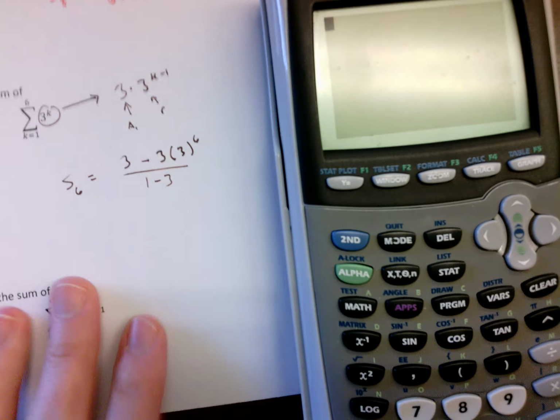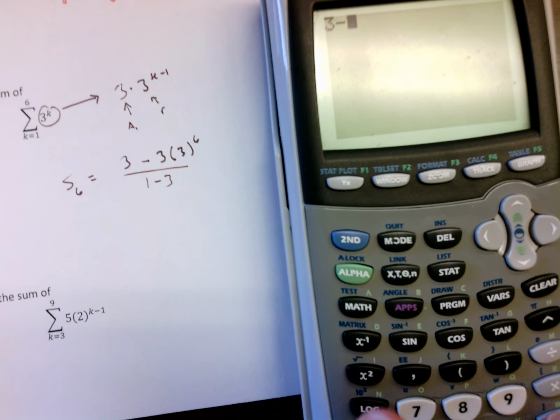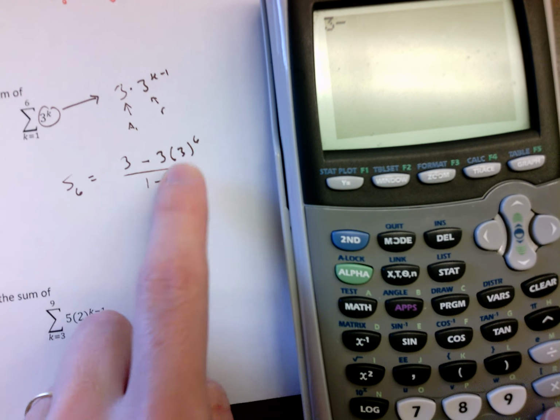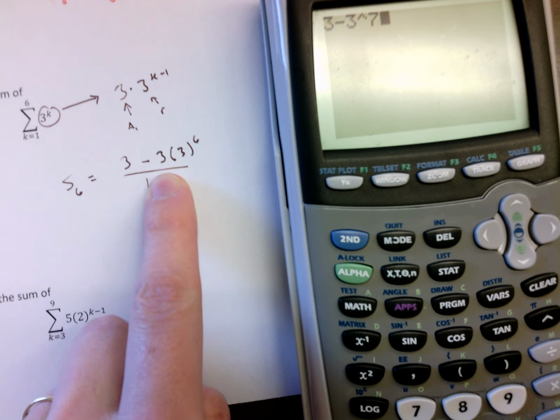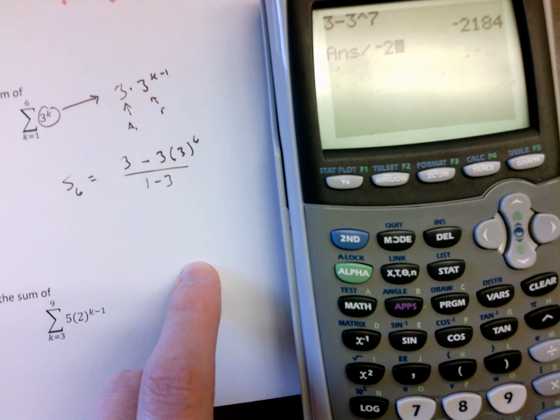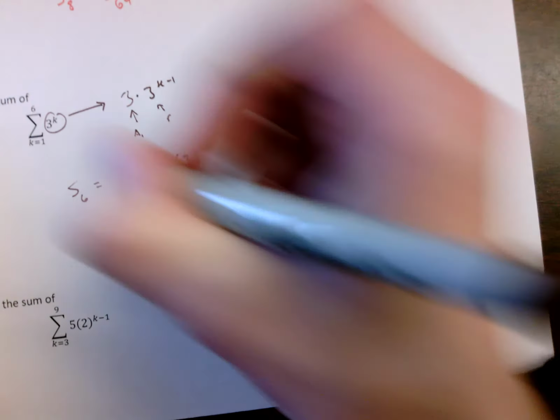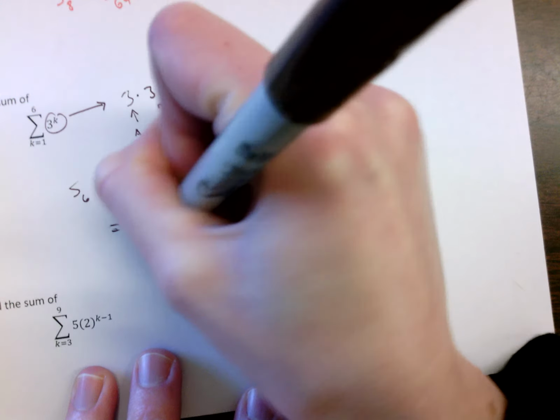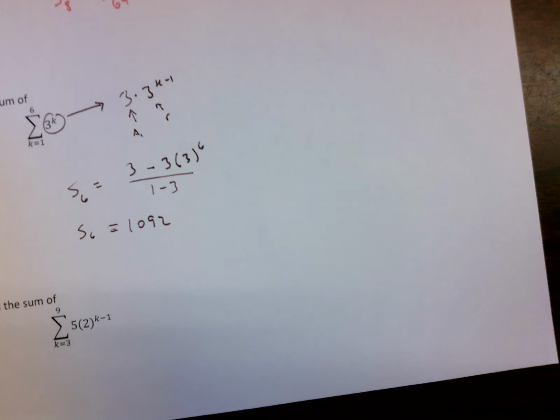All right, so then go ahead and calculate this. So 3 minus, I could do 3 times 3 to the 6th power, but if you have 6 threes multiplied together and then 1 more, that's the same as 3 to the 7th, right? And then I'm dividing that by negative 2. So 1092. And there we go. That's the sum of our first 6 terms.